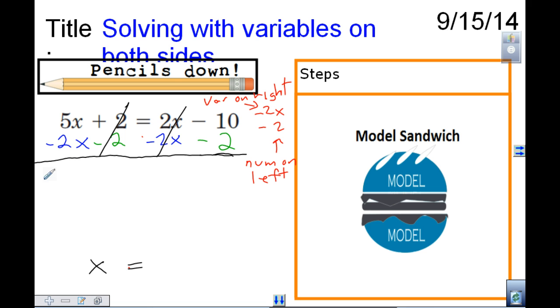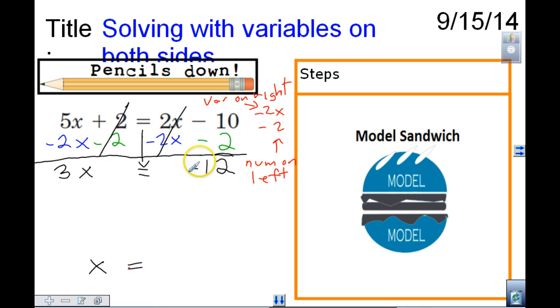5 minus 2, 3x. Notice how I dropped the equal sign straight down. Those equal signs should be lined up all the way down. Over here, what is negative 10 minus 2? I'll say 8. There we go.